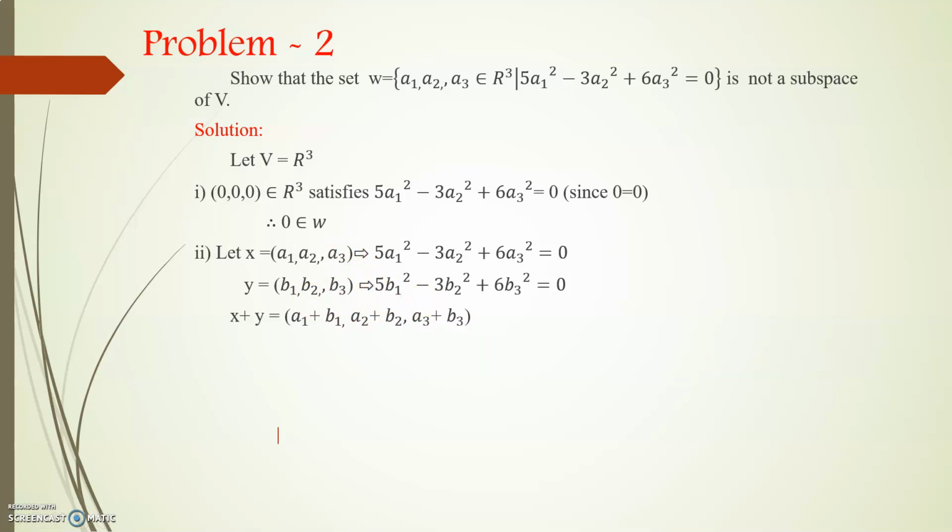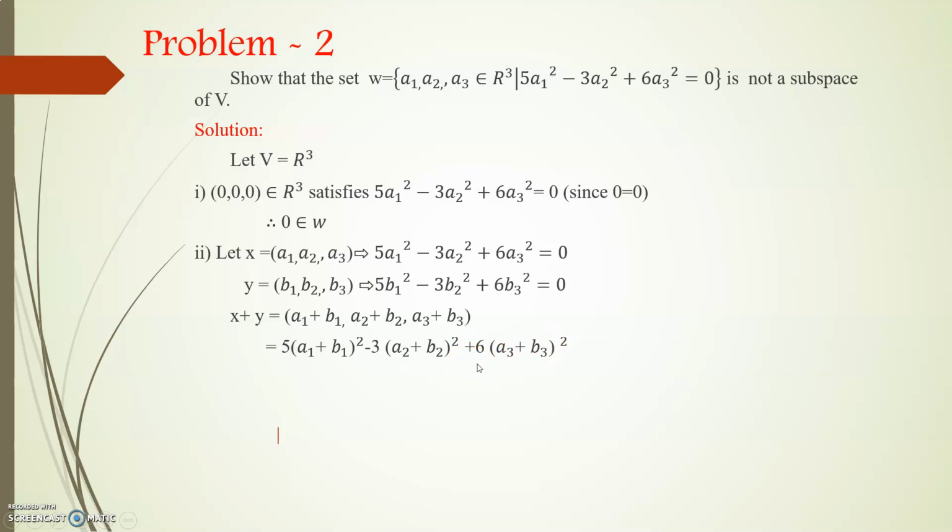Next, these are the elements. That is, a1 plus b1 is one element, then a2 plus b2 is another element, then a3 plus b3 is another element. So we got the three elements. The three elements can be written in this equation form: 5 into a1 plus b1 the whole square, minus 3 into a2 plus b2 the whole square, plus 6 into a3 plus b3 the whole square.